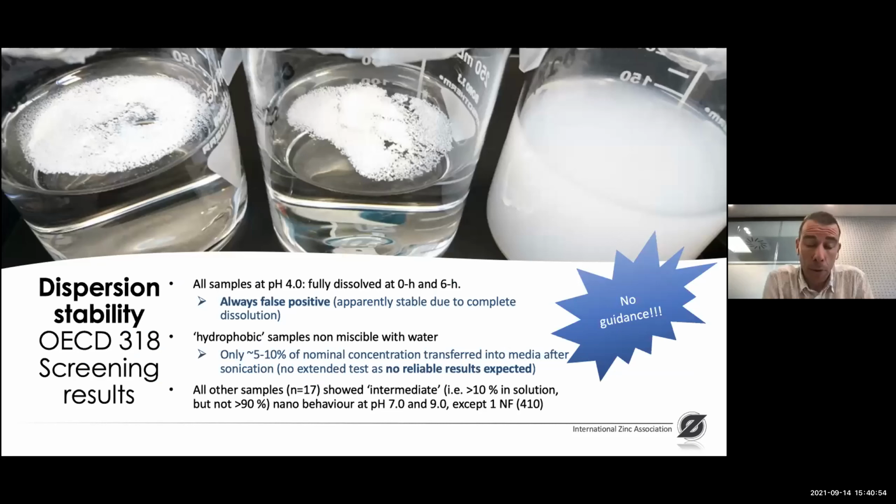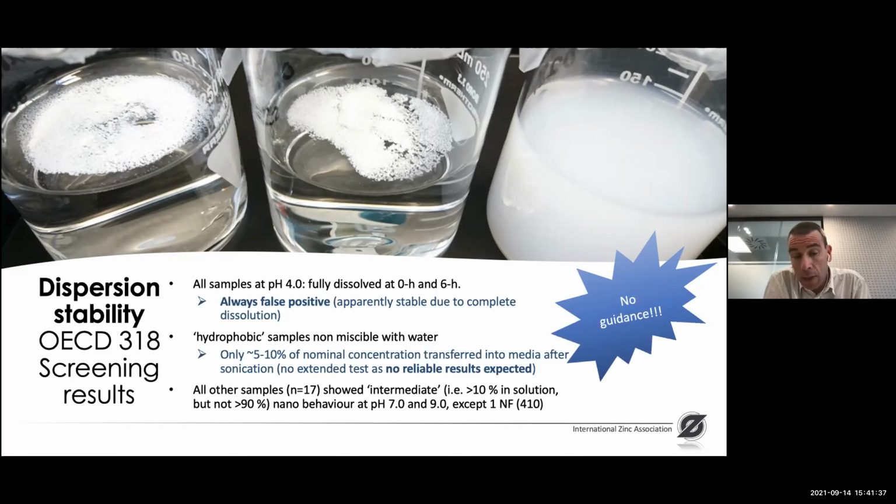What do we see for these 28 nanoforms that have been tested? They all went through the screening test, and almost half of them went through the extended dispersion stability test. And what do we see? That at pH 4, for example, all or virtually all samples are fully dissolved, which is in fact a false positive. Apparently it's stable because you measure all the zinc in the water column, but it's completely dissolved at pH 4.